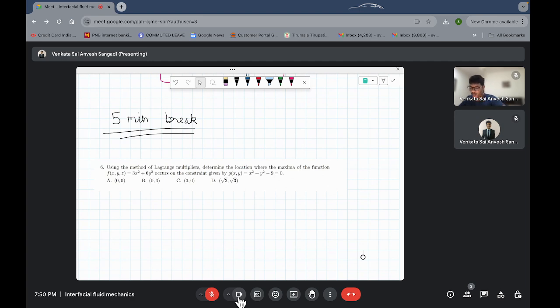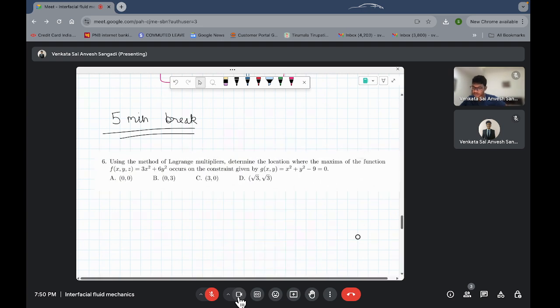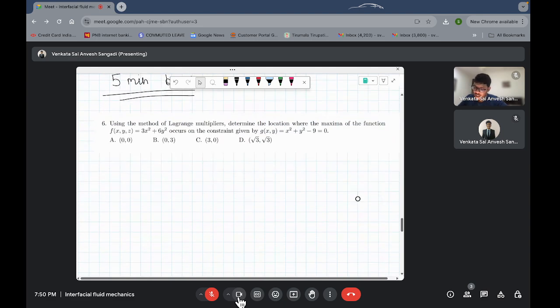So in the next question, using the method of Lagrange multipliers, determine the location where the maxima of the function f of x, y, z, which is equal to 3x square plus 6y square, occurs on the constraint given by the curve g of x, y, which is equal to x square plus y square minus 9, which is equal to 0.